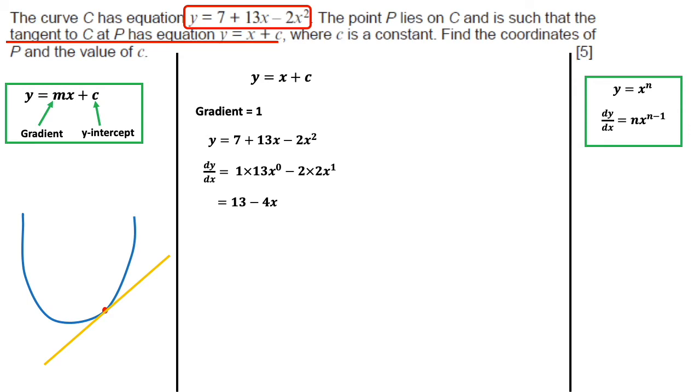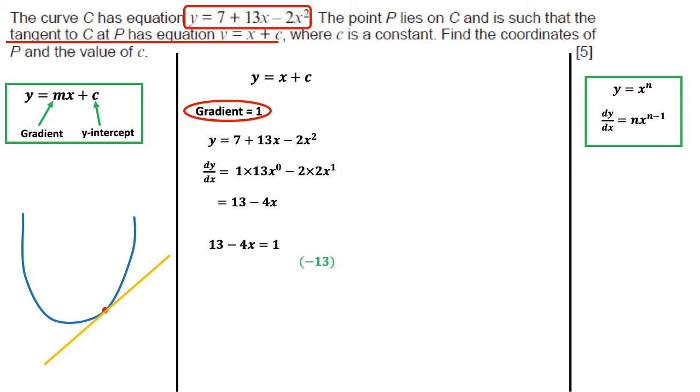So that now is a formula for the gradient of the tangent at any point on the curve. Now we don't need any point, we need one particular point, and that is when the gradient is equal to 1. So if 13 minus 4x is the formula for gradient, and we know the gradient is equal to 1, then I can write down that 13 minus 4x is equal to 1. So what I have there is an equation that I can now solve.